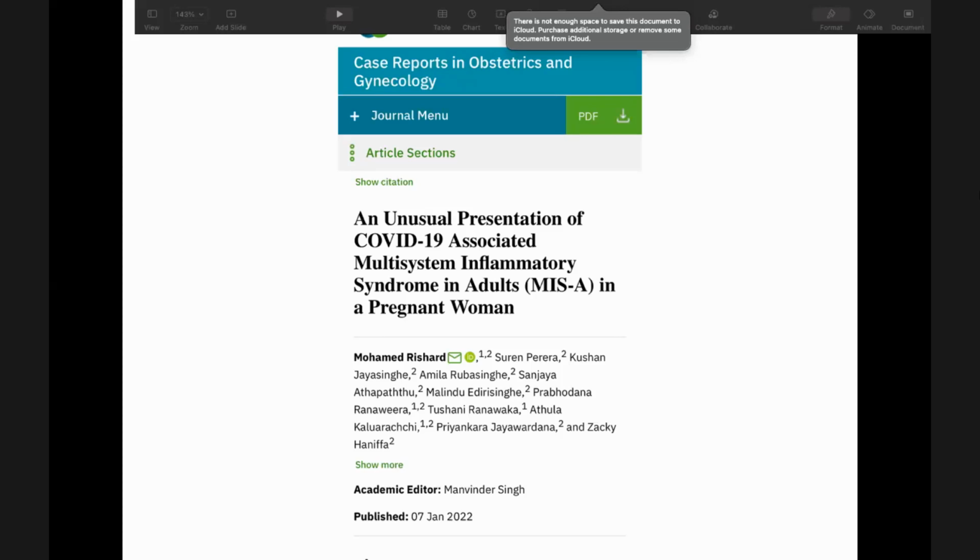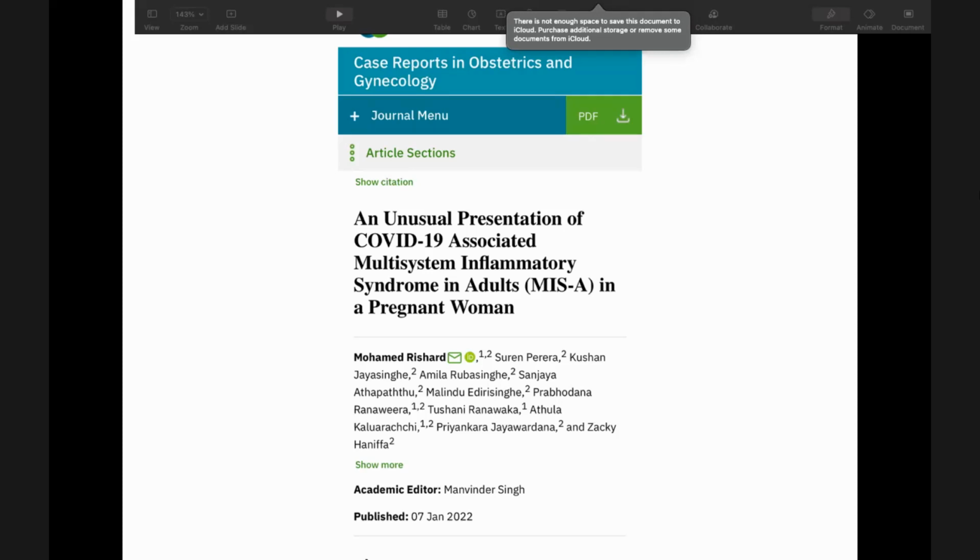This woman had a multi-system inflammatory syndrome, which is an adult type disease. A pregnant woman had it, and all the blood parameters were deranged, and her CRP was very high. Because of the exaggerated reaction in the immune system, she went into respiratory failure. She had cardiomyopathy, myocarditis-like symptoms, and high fever. All these were called COVID related multi-system inflammatory syndrome.